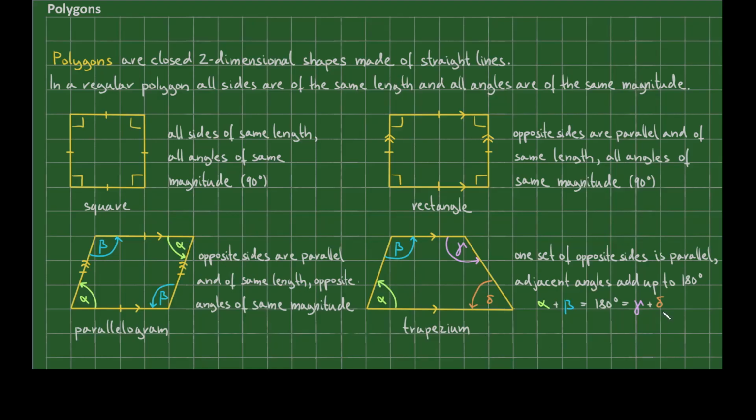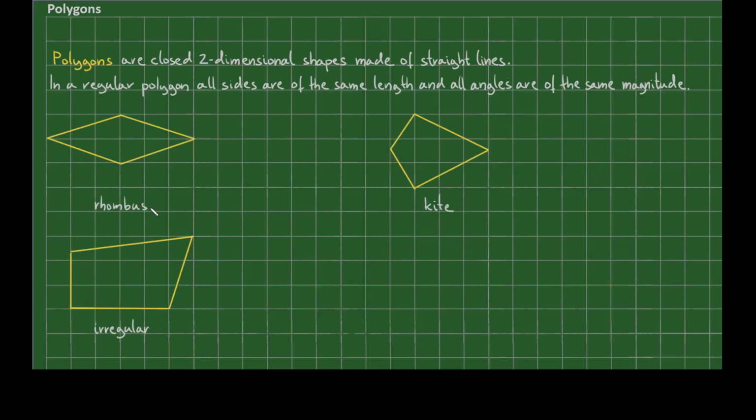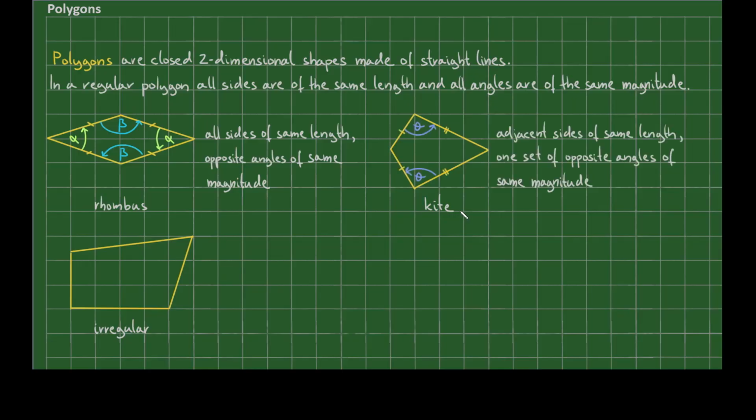What are the other three quadrilaterals? I'm so glad you asked. We have a rhombus, where all sides are of the same length and the opposing angles are of the same magnitude. Next, we have a kite. For something to be seen as a kite, adjacent sides need to be of the same length and one set of opposing angles needs to be of the same magnitude. Finally, we have an irregular quadrilateral. Here, all sides are of different lengths and all angles have a different magnitude.